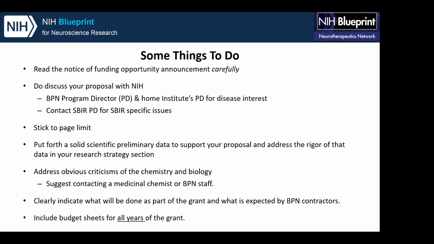As I said, clearly indicate what needs to be done as part of the grant versus what needs to be done by BPN contractors. Don't just hide it in your justification in your budget. Make it clear in the research strategy section so that every reviewer understands what you're asking for. Because things that you're asking us to do through our contracts are not reviewable. Things that you're doing yourself in the grant are reviewable.